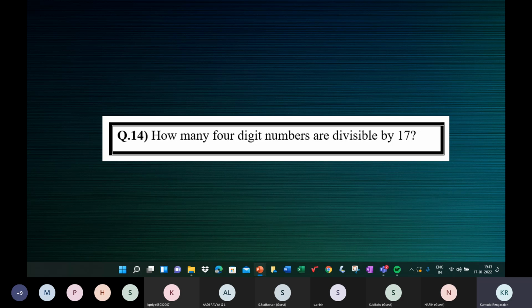Once you identify the first 4-digit number which is divisible by 17, the next one will be the first term plus 17. Because the consecutive multiples of 17 will differ by 17. The one after that will be the previous one plus 17.